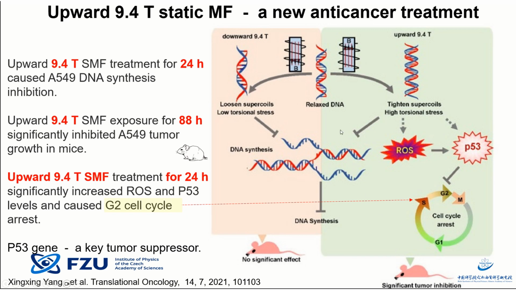In contrast, in the downward magnetic field, DNA has a low density of supercoils. DNA synthesis is not inhibited. There are no ROS, no p53 protein, and therefore no significant effects on the tumor.